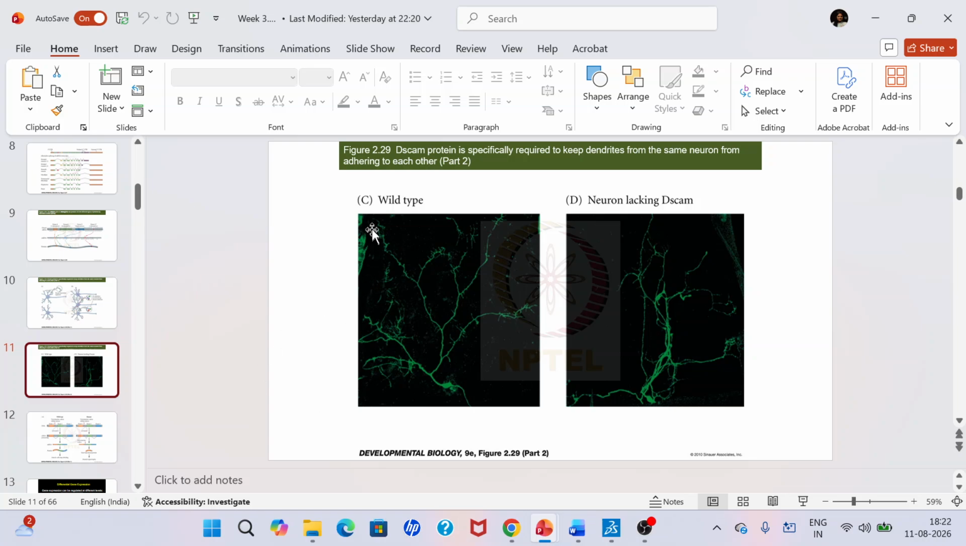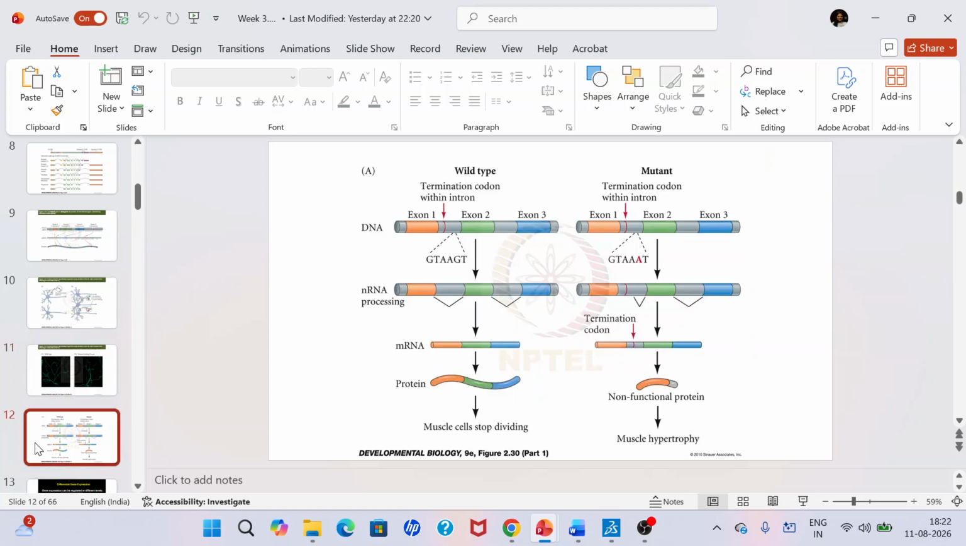So this is basically wild type neurons, and these are the ones in which DSCAM is absent. They lack DSCAM. So this was one of the examples of differential RNA splicing. Next, again, this is an example of a termination codon within an intron. These are the disease related examples of RNA splicing.